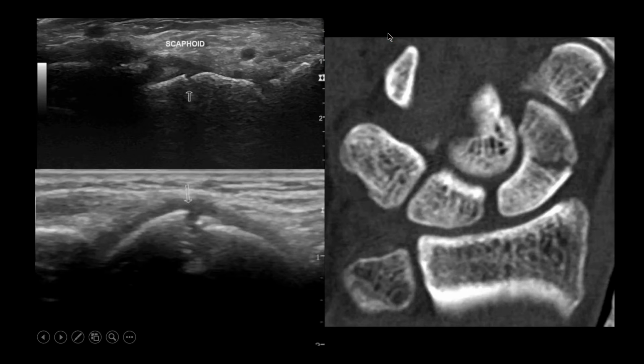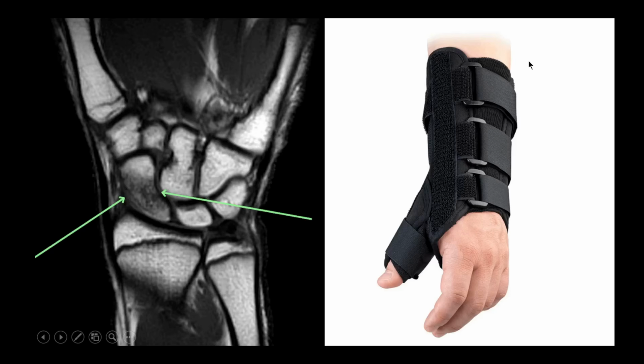This is his CT, which you also decided to get, and you can see a waist fracture here, which is essentially non-displaced. Okay. In the outpatient setting, he got an MRI, which shows significant bone edema. This is a different patient, not quite exactly the same fracture pattern. Either way, in the emergency department, you place him in a thumb spica brace. And if you don't have a thumb spica brace, then you can always use a thumb spica splint. But for what it's worth, braces are generally better tolerated.